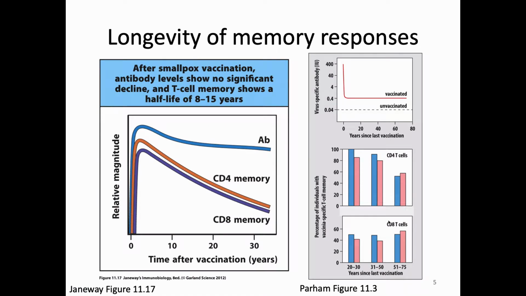With memory cells, one of the most important differences, and one of the biggest differences that we think about, is the difference in longevity of the cells. Our memory cells are going to survive for a very long term. As I mentioned at the end last time, there are memory cells that can be detected 75 years after vaccination in some patients. So a memory response is going to be able to last for a very long time, unlike those short-lived effector cells.